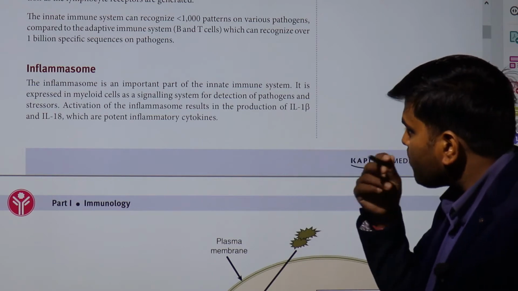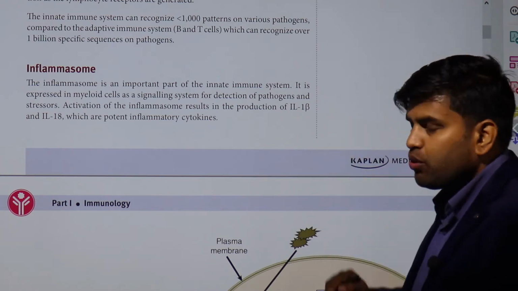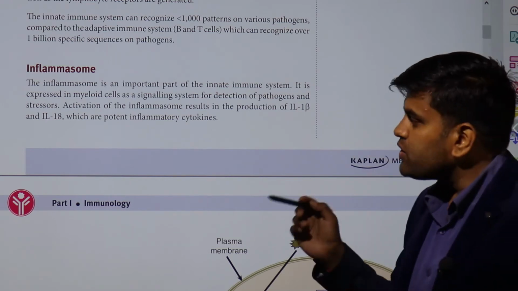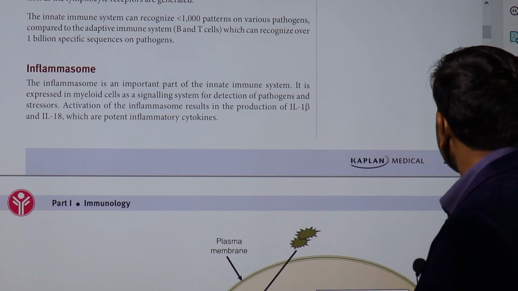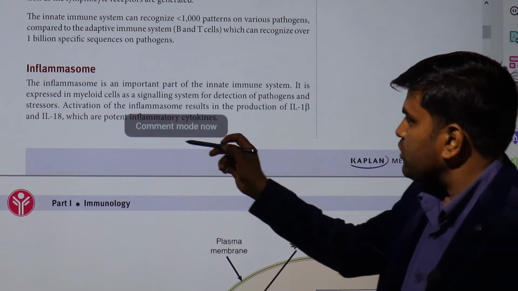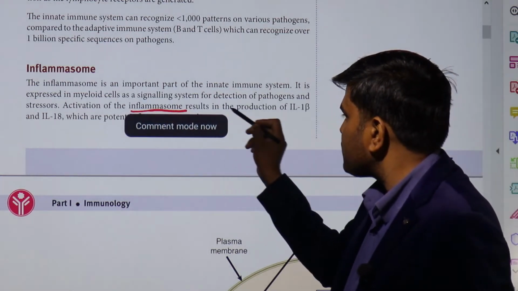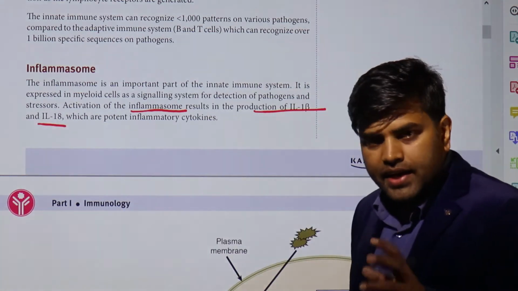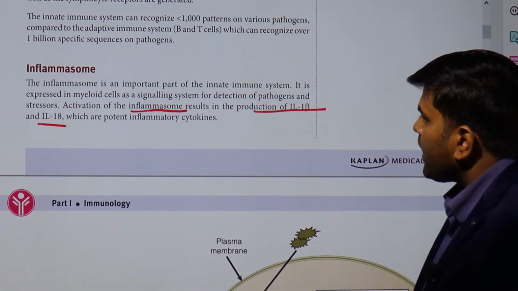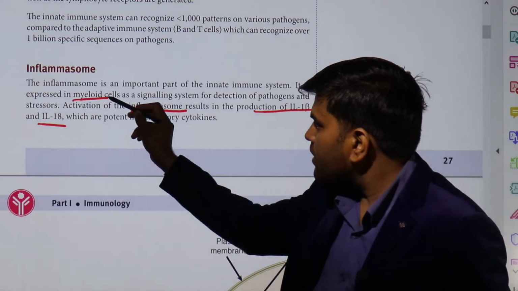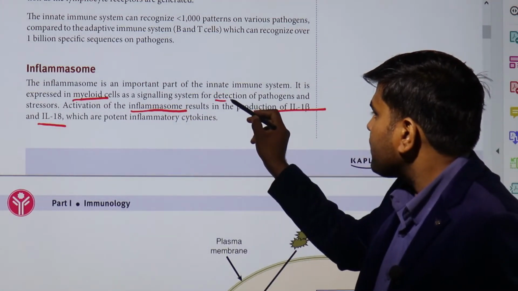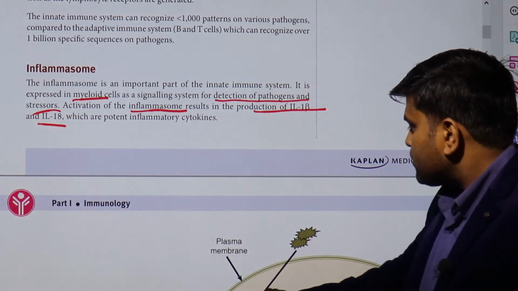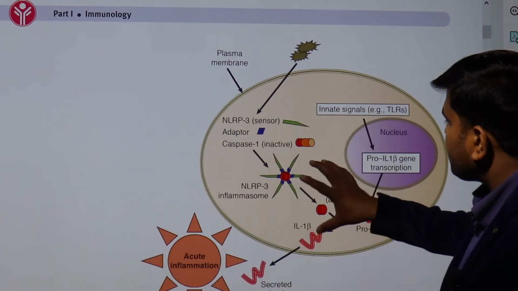Activation of these inflammasomes results in the production of interleukin 1 beta and interleukin 18, which are potent inflammatory cytokines. So that is important, actually. You have to understand this inflammasome results in the production of interleukin 1 beta and interleukin 18. That is important. They are present in the myeloid stem cell and the triggering factor is the detection of pathogen and the stressor. Okay, so moving forward, this is your inflammasome.